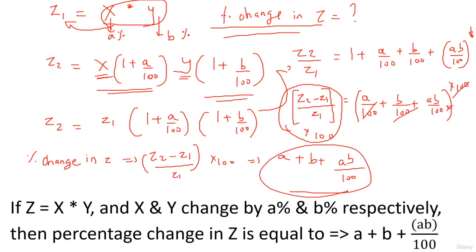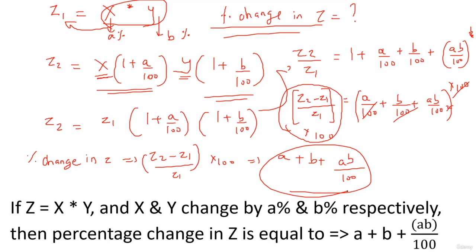Very important relation, and I have summarized the relation in one straight line at the end of this page. If a third quantity z is given as a product of x and y, or I can say z varies directly with respect to x and y, and x changes by a%, y changes by b% respectively, then the percentage change in z will be given by a plus b plus ab divided by 100. It's a very universal formula, not very universal, but yes, you can apply it to many questions. In fact, what all questions we have solved up till now in this lecture.